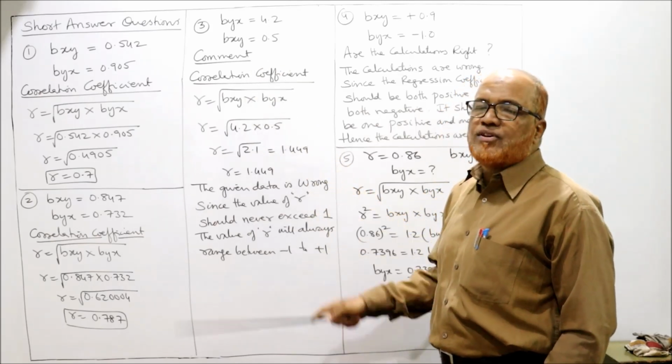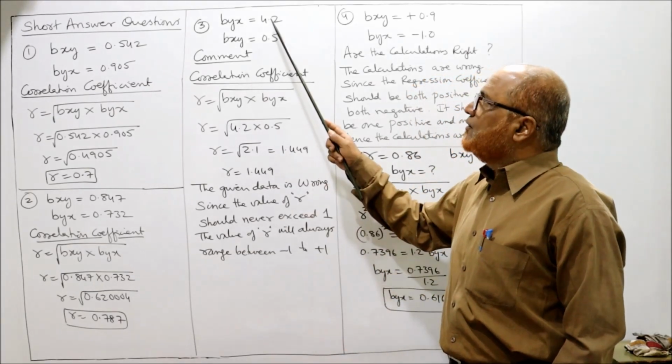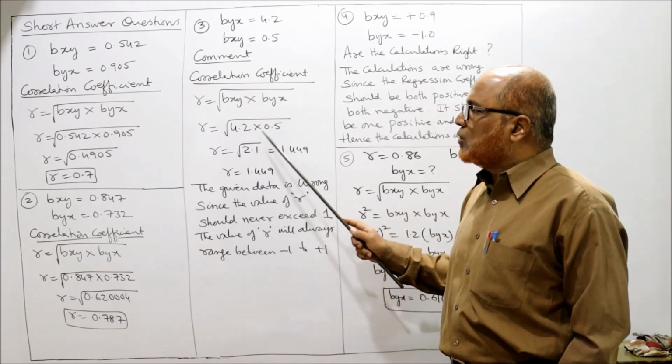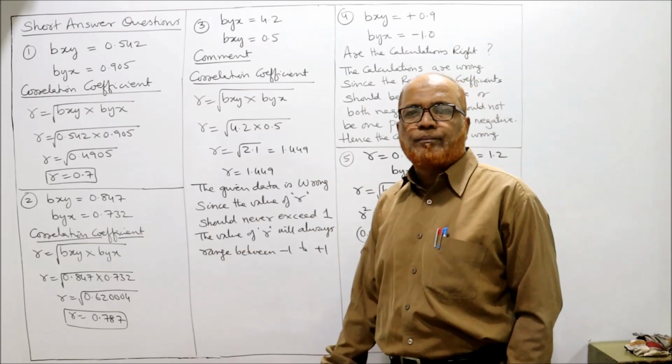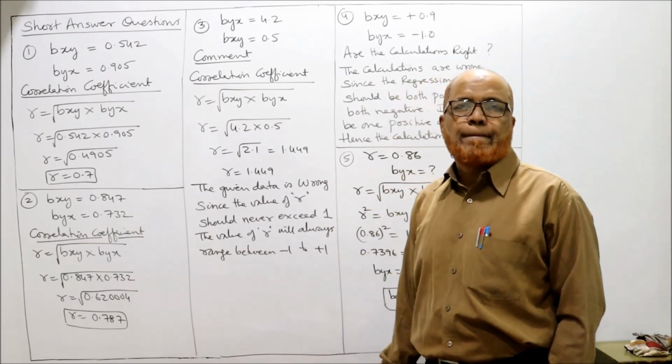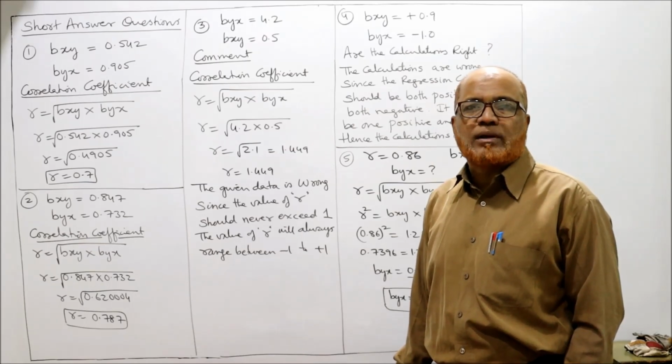So correlation coefficient, already we know the formula, BXY into BYX under root. So we multiply 4.2 into 0.5 under root. So 2.1 under root. So r ka value we got 1.449. Absolutely not possible. Because the value of r will range between -1 to +1.